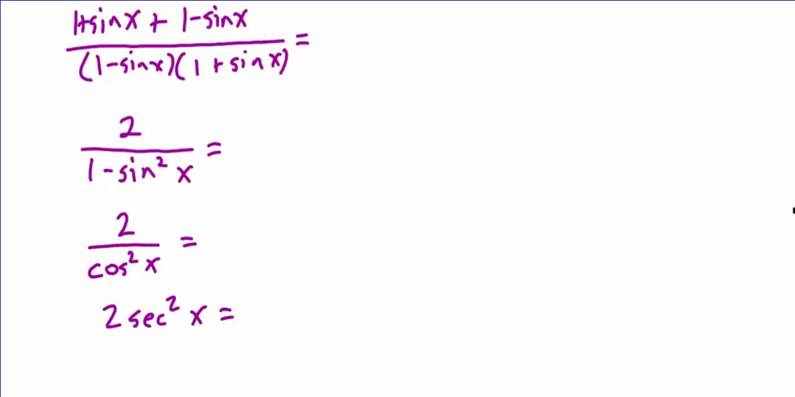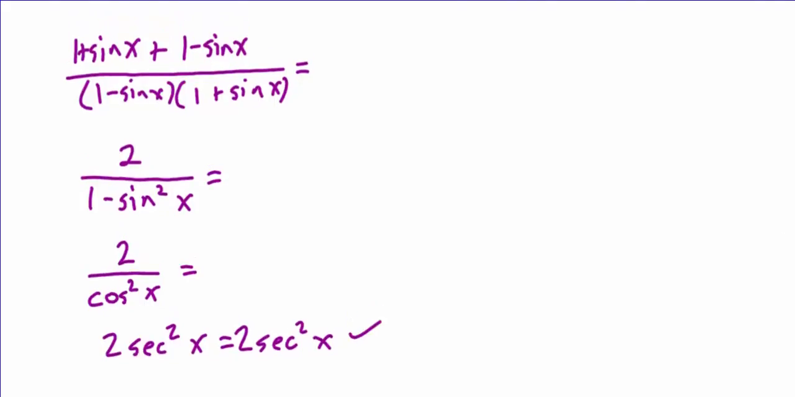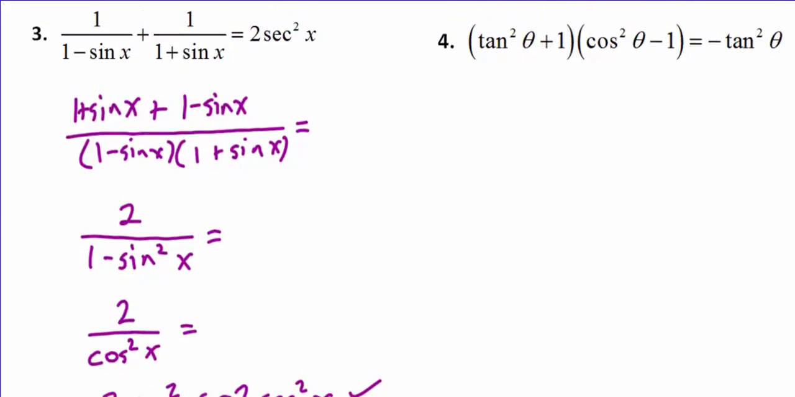And if you look back, I've kind of moved down a lot, but I can see that it was 2 secant squared x on the right side, and I just made the left side look exactly the same. So we finished that one. Again, the goal is to make the left and the right look exactly the same.